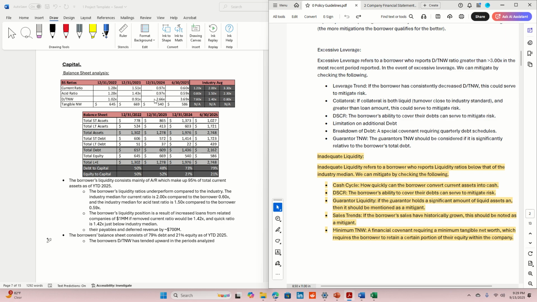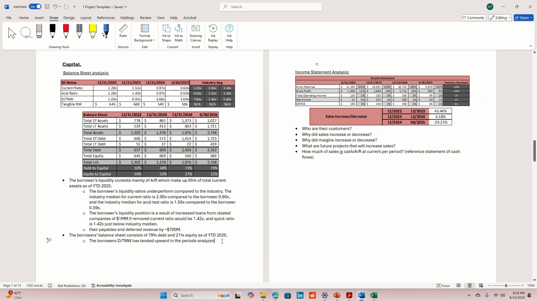Again, as we see, my borrower is inching there. In 2024, they're right there. And it's like, okay, they're still good, but right here they break policy. And that means in the periods analyzed, debt to tangible net worth has increased from 1.02x to 3.69x, right?